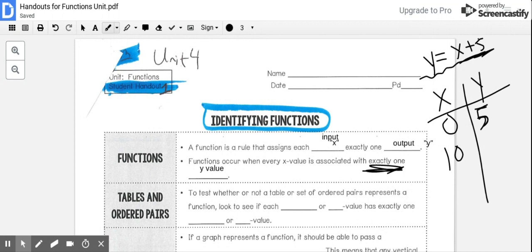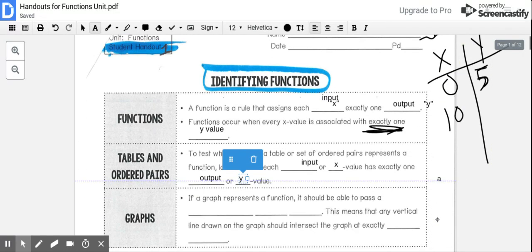Okay, so tables and ordered pairs. To test whether or not a table, which is like this, or a set of ordered pairs represents a function, you simply look to see if each input or x value has exactly one output or y value, which is basically what I was just saying over here.